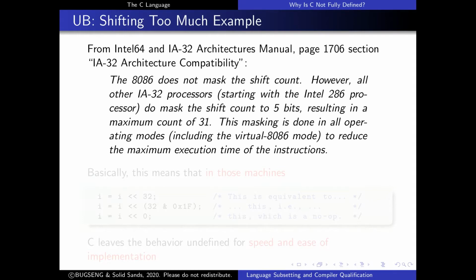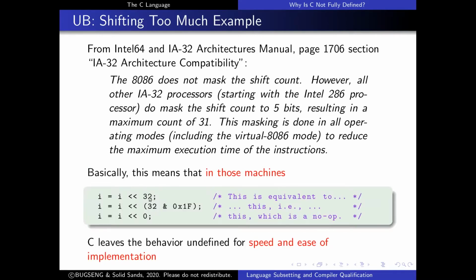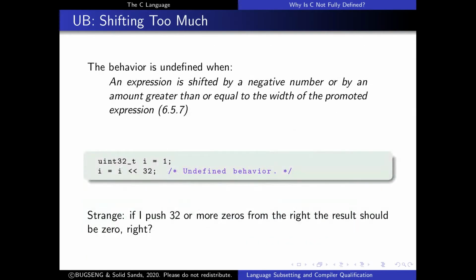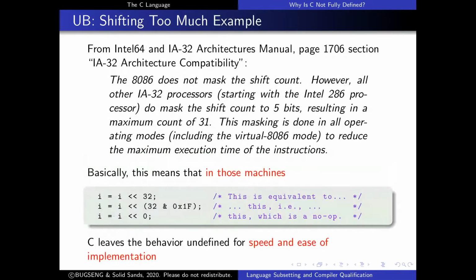So only the 5 low-order bits are retained. And this is done in the machine code in order to facilitate providing an upper bound to execution time of shift instructions. So on this machine, shifting by 32 positions is the same as shifting by 32 masked, retaining only the 5 low-order bits. However, this mask gives 0, so it's the same as shifting by 0 positions, which is the same as doing nothing. So you see, under our interpretation in this slide, the result would have been 0, whereas in this architecture, the result is unchanged.